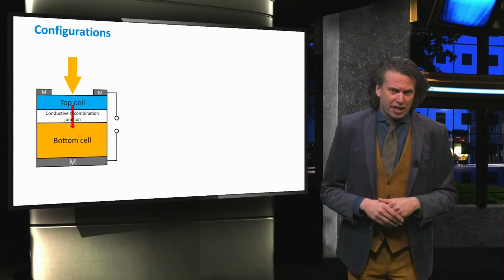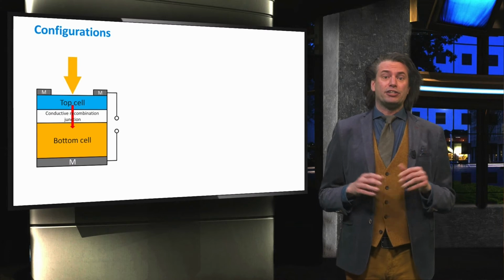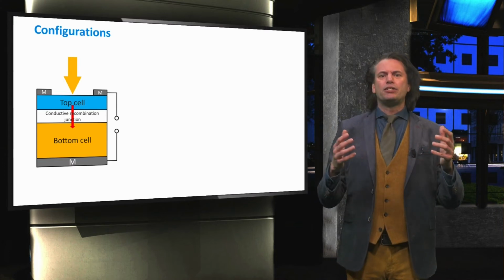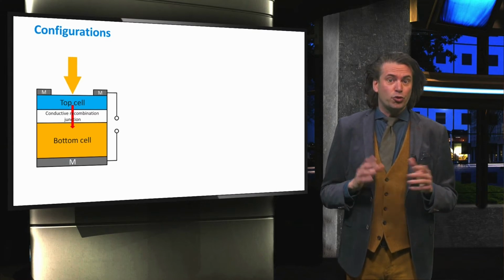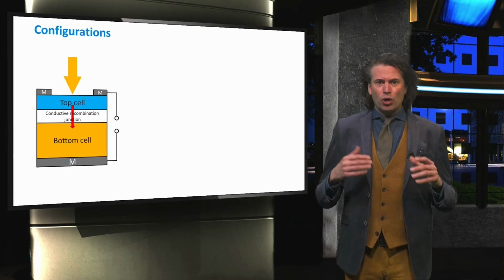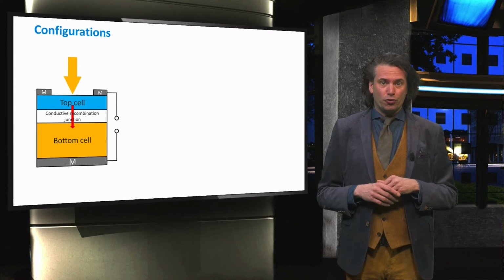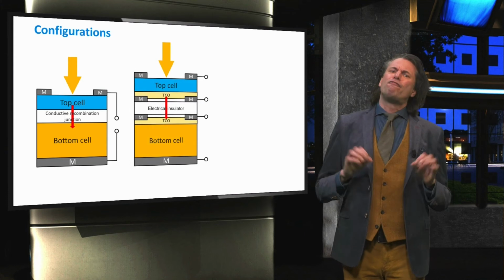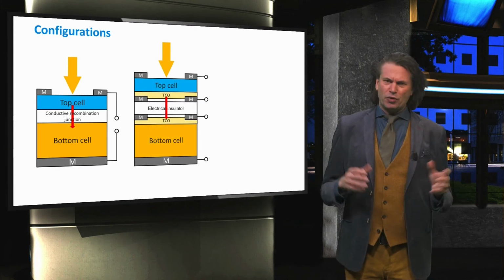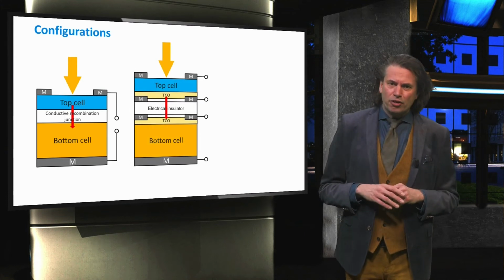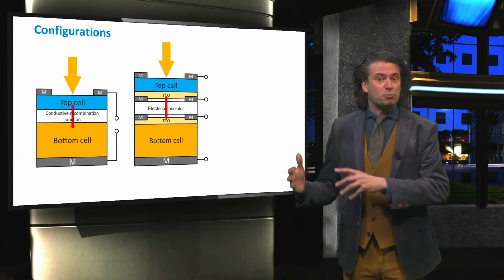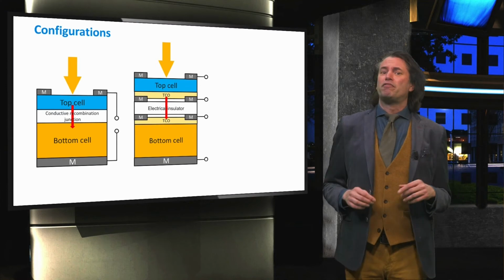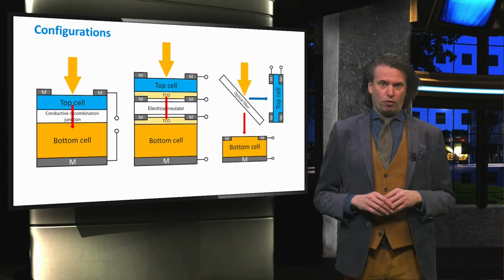Regardless of the combination, there are 3 main configurations in which the technologies can be combined. In this figure, we see the monolithic integrated 2-terminal tandem device, which requires conductive tunnel recombination junctions between the different cells. This is a 4-terminal stack configuration, which needs an electrical insulator between the top and the bottom cell to operate. Another way of realizing a 4-terminal device is by using an optical filter.